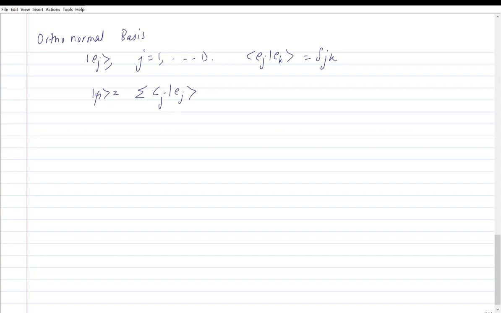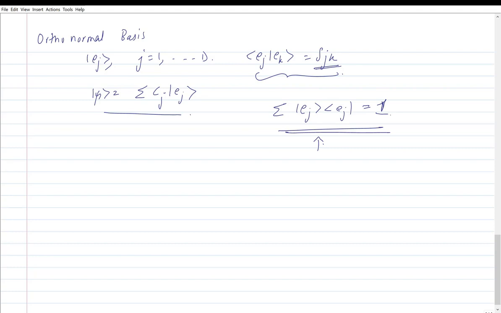And one can express any vector in that particular basis. This is the condition for orthonormality, the inner product. I hope everyone's familiar with the Kronecker delta symbol. Okay, since it's an orthonormal basis, I have a useful identity. This is the identity operator. This is a very useful identity, and we'll be heavily using this identity.